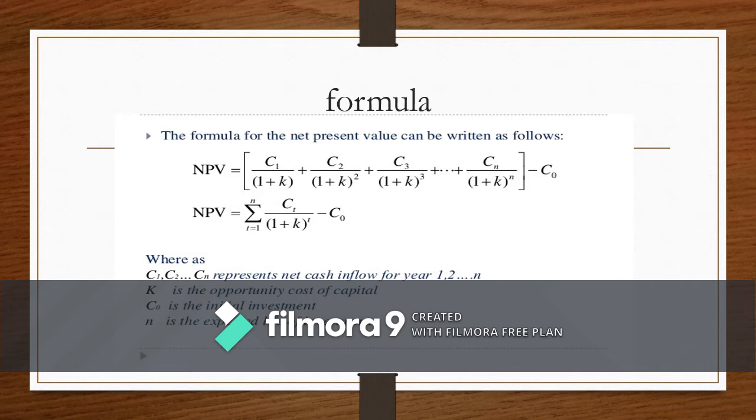So, this is the formula of the net present value, where C1, C2 until Cn represent net cash inflow for year 1, 2 until N. K is the opportunity cost of capital, C0 is the initial investment, and N is the expected life of investment.